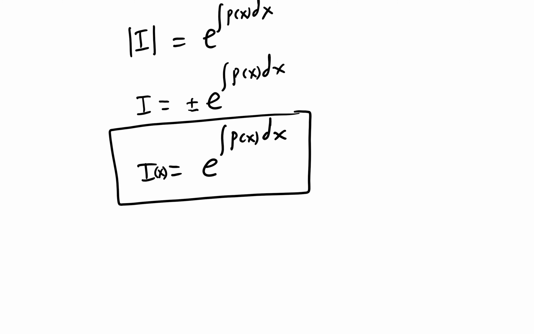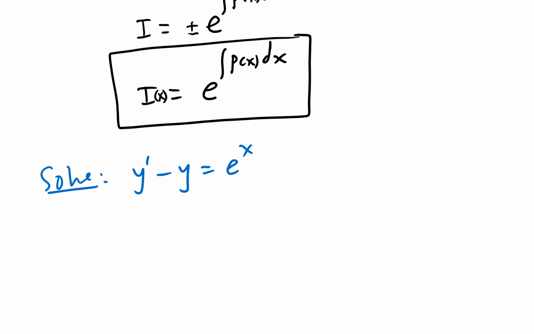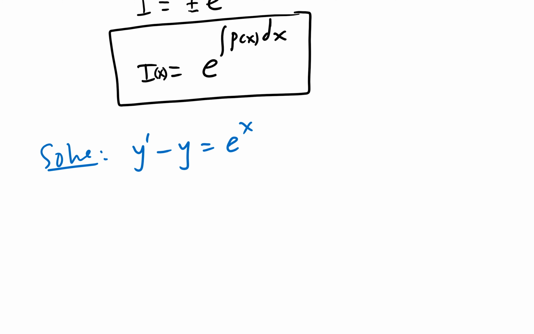Let's say we are asked to solve y prime minus y equals e to the x. You can tell here we cannot do separable on this one. So what we have to do first is try to find what I of x is. That I of x is called the integrating factor.